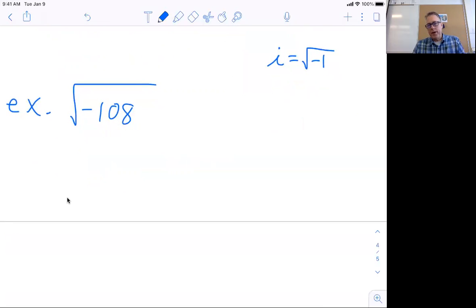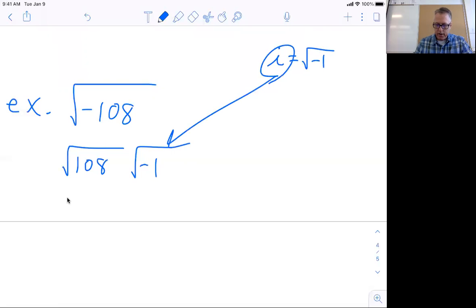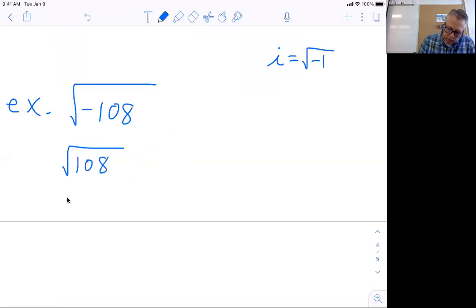So when you're simplifying a root that has a negative in it, first thing you do is poke out the i's. So the first thing I'm going to do is write this as the square root of positive 108 times i. Because I'm really doing times the square root of -1. I'm like splitting that up. And remember, the square root of -1 is i. So I'm going to write that as square root of 108 times i.